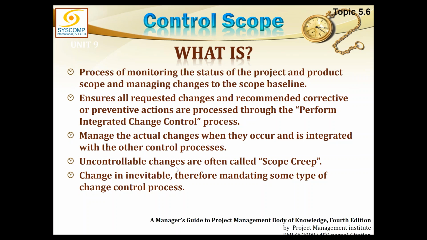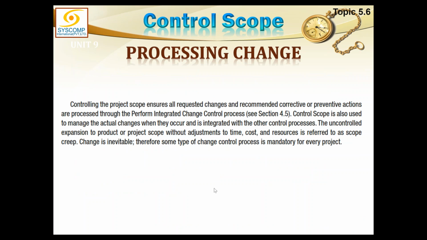And the most important thing is uncontrollable changes. Uncontrollable changes are often called scope creep. Scope creep is a scope change which has happened without any change request, due to unknown reasons. This is very dangerous because as soon as you catch the scope creep, you must correct it. You must move a change request to amend it. If not, then it is going to cause a lot of damage to you. Change is inevitable, therefore mandating some type of change control process is necessary. Controlling the project scope ensures all requested changes and recommended corrective and preventive actions are processed through integrated change control, as I just said.